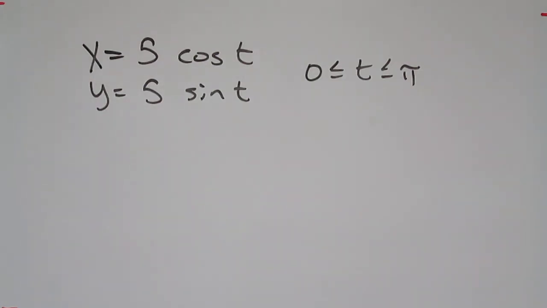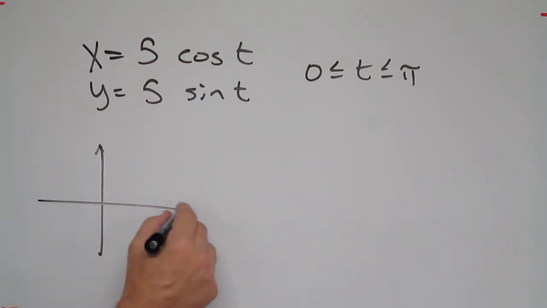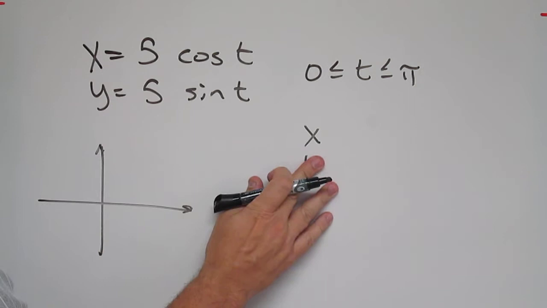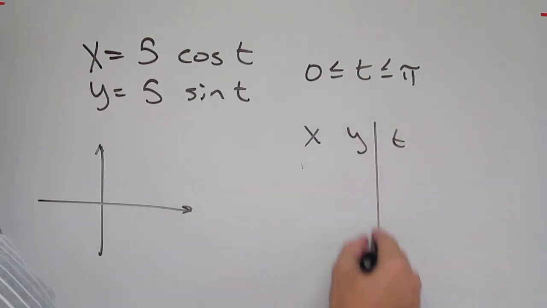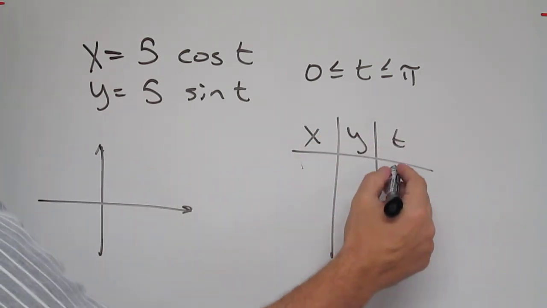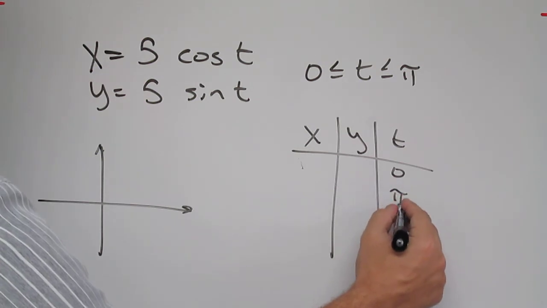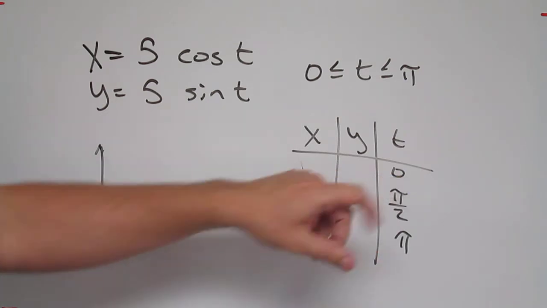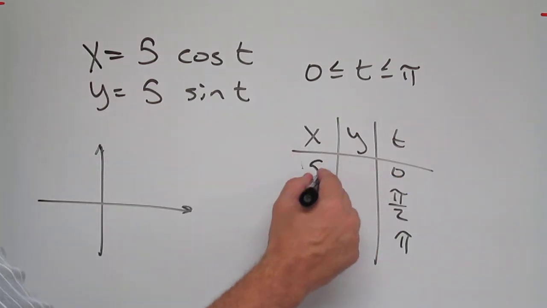Okay, I have a more complicated example here now. If I was going to graph something like this, I could pick some of the x values and y values based on different values of t. So if I take something like 0, I'm just going to take 3 values to give you an idea. If I take the cosine of 0, I get 1, so this would give me 5.